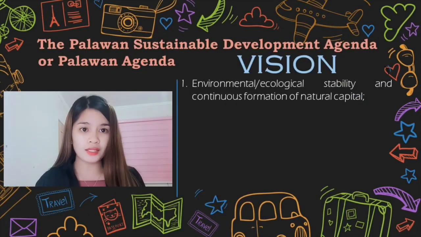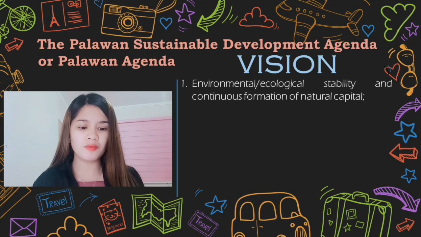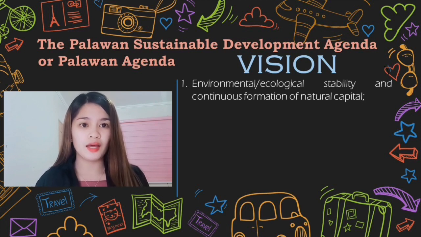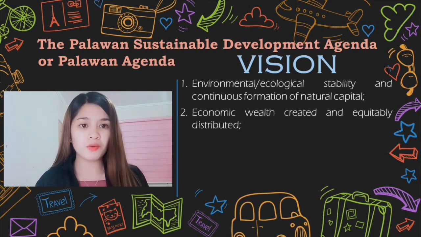Number 1 is the environmental ecological stability and continuous formation of natural capital. So, ito yung pangangalaga sa environment at pag-maintain sa kaayusan at pagkakaroon ng tuloy-tuloy na improvement para sa kagandahan ng Palawan. Number 2 is economic wealth created and equitably distributed.